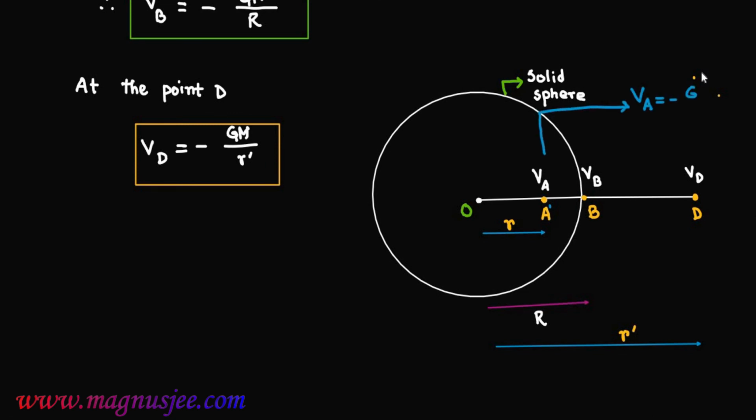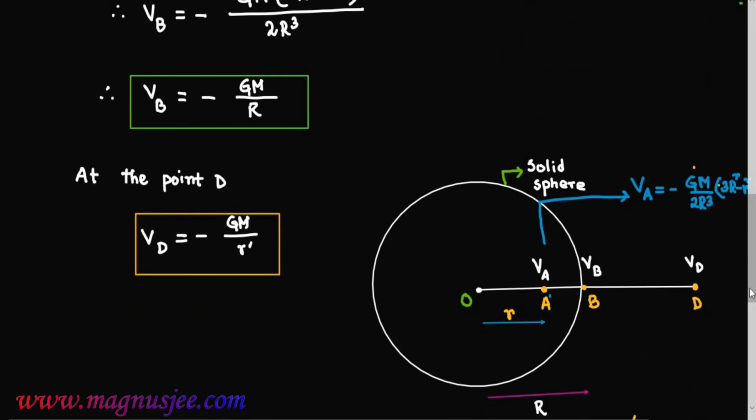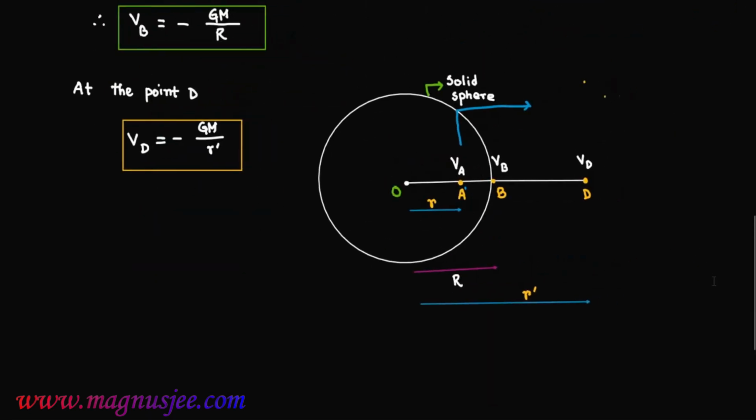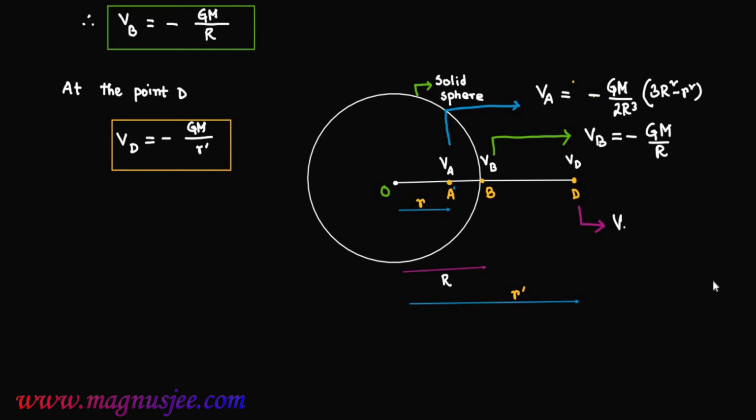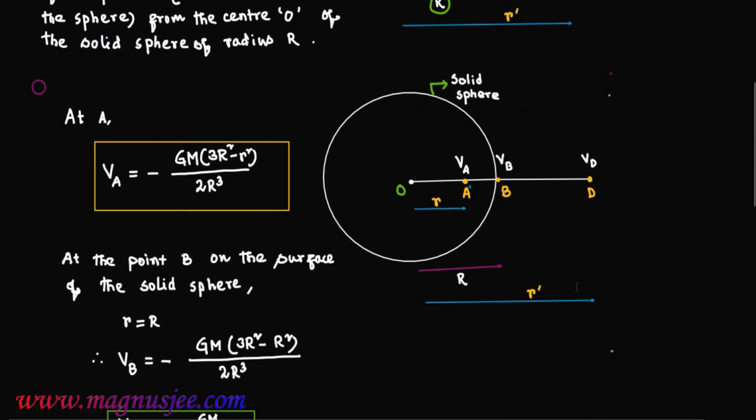Now at A, the gravitational potential VA is equal to minus GM by 2 capital R cube into 3 capital R square minus small r square. Now at B, the point on the surface of the solid sphere, VB equals minus GM by capital R, where capital R is the radius of the solid sphere, and at the point D outside the solid sphere, VD equals minus GM by R prime, where R prime is the distance of the point D from the center O.